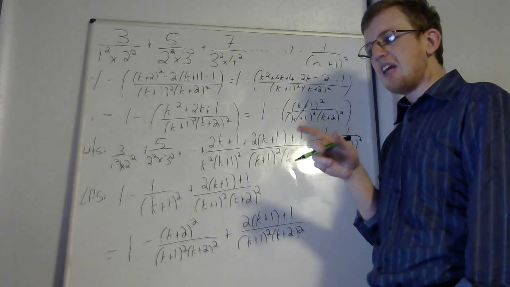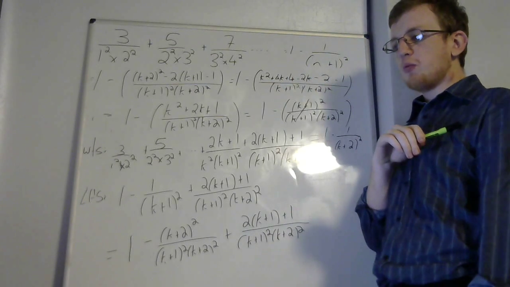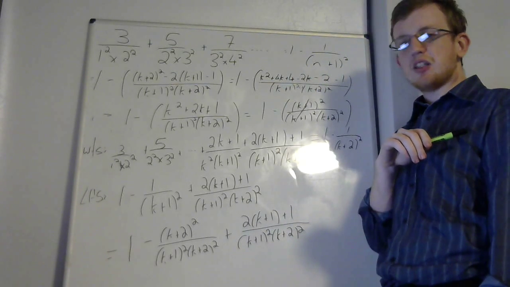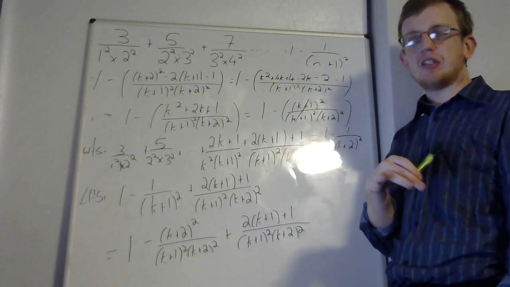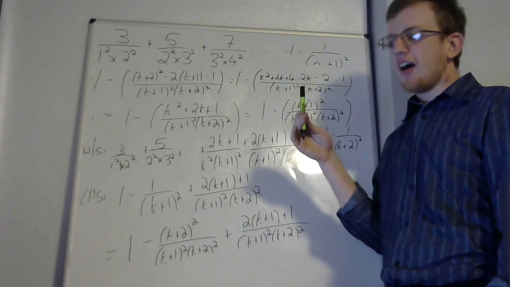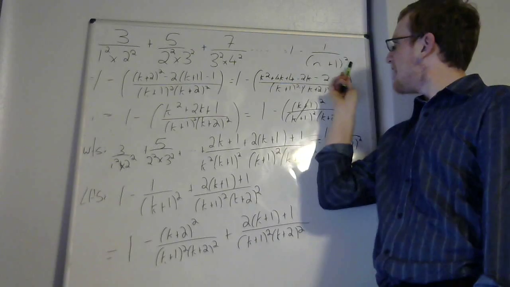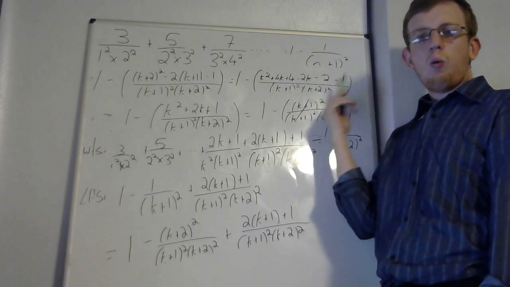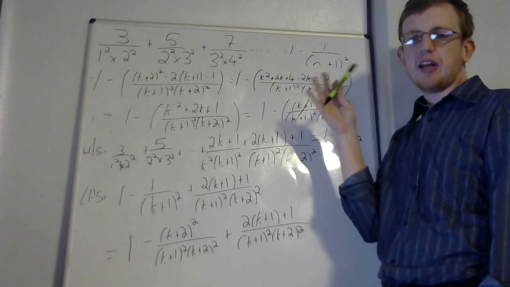Find the smallest integer n for which a sum, which you worked out to be this, differs from 1 by less than 10 to the minus 5. 10 to the minus 5 is 1 over 10 to the power 5. So that's 1 over 100,000 probably. So to do this, when is this less than or equal to 1 minus 0.00001 or something like that?